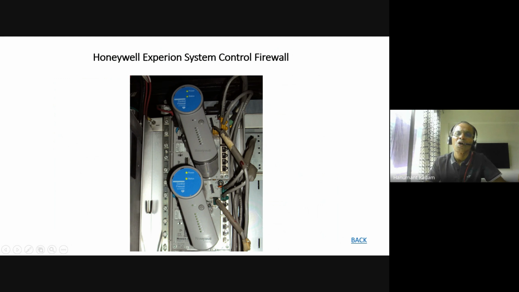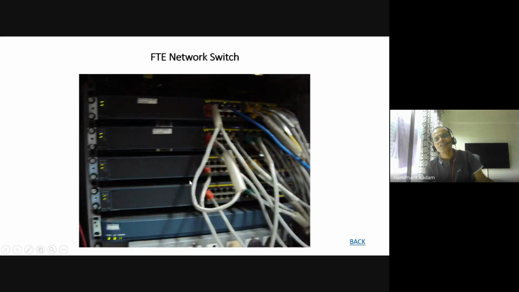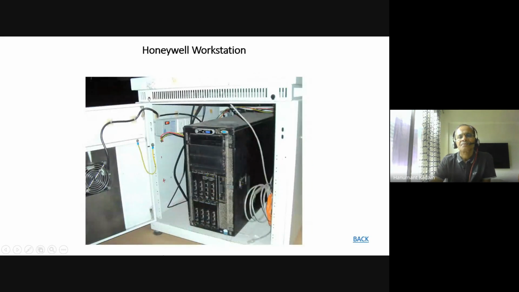So on the control firewall, this is a control firewall. This is an FTE network. Then all signals come to the primary network switch, second. These are standard network switches, Cisco or any reputed brand. And this is the server, a normal server-grade machine, Dell.